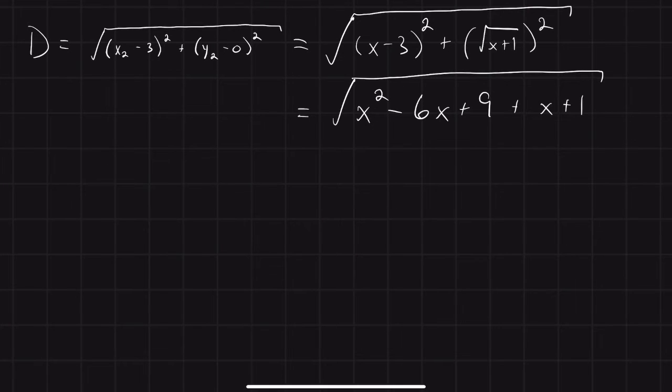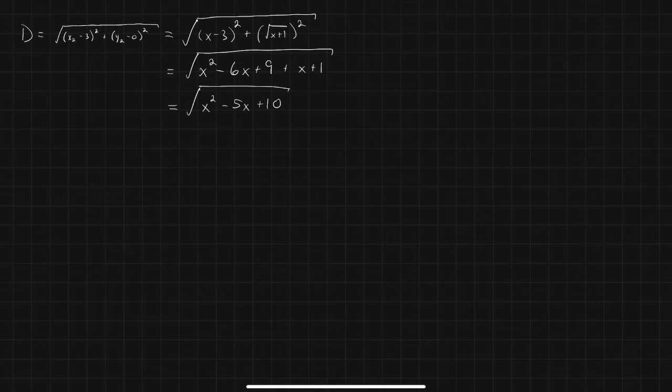We can simplify this by squaring that inner radical and then expanding the parentheses on the left. Then we can combine like terms and end up with the square root of x squared minus 5x plus 10. This simplified radical is what we're trying to minimize.